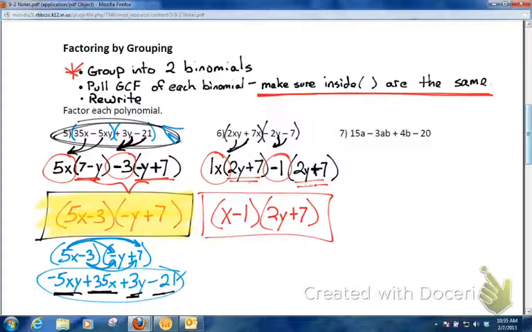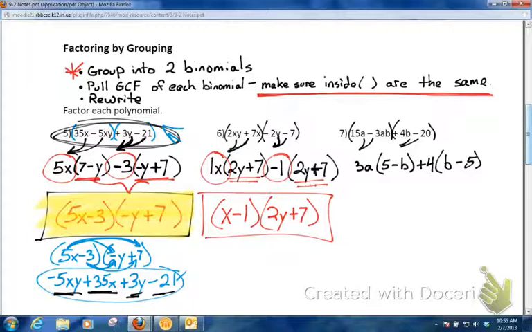Alright, and last one, same thing, first binomial, second binomial. I'm going to factor out a 3a, leaving with 5 minus b. Here I'm going to factor out a positive 4, leaving you with b minus 5.